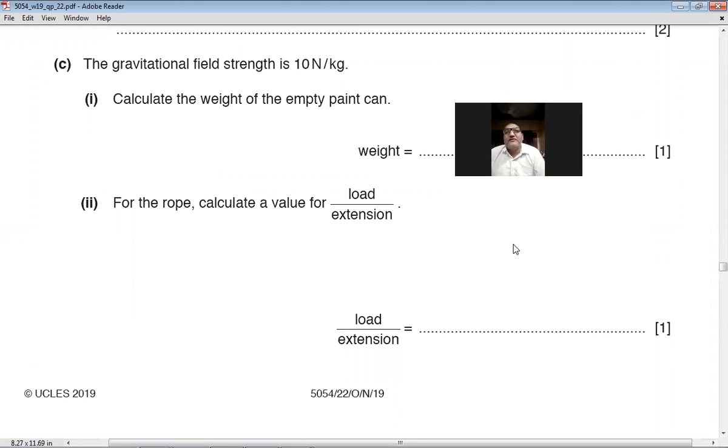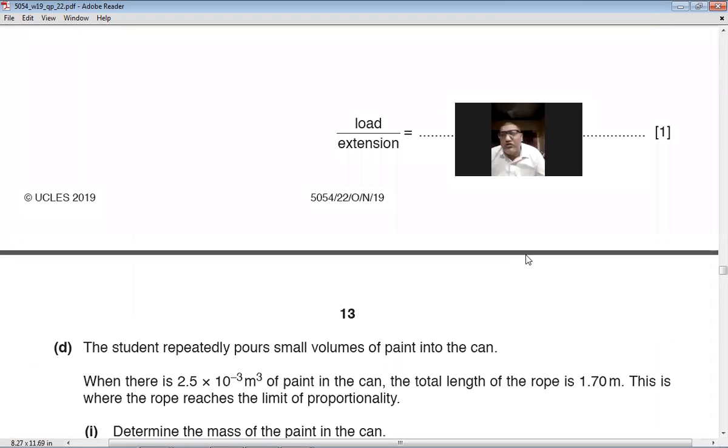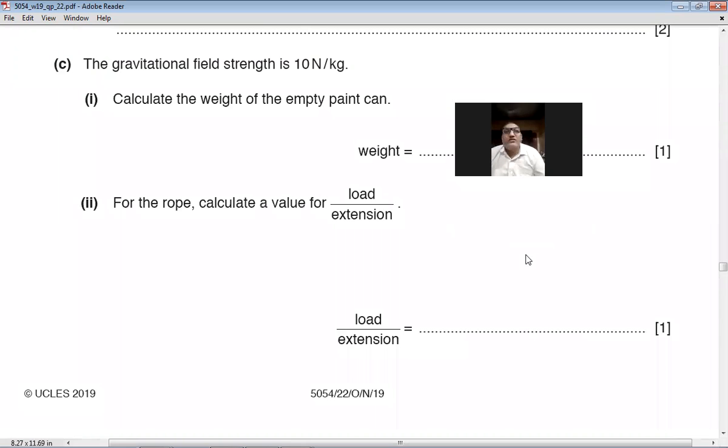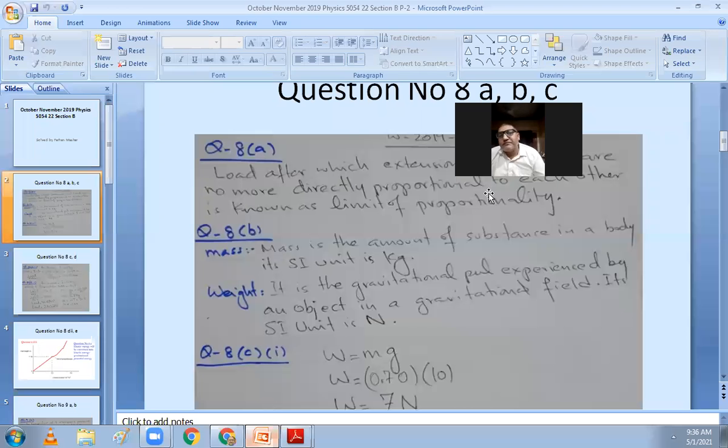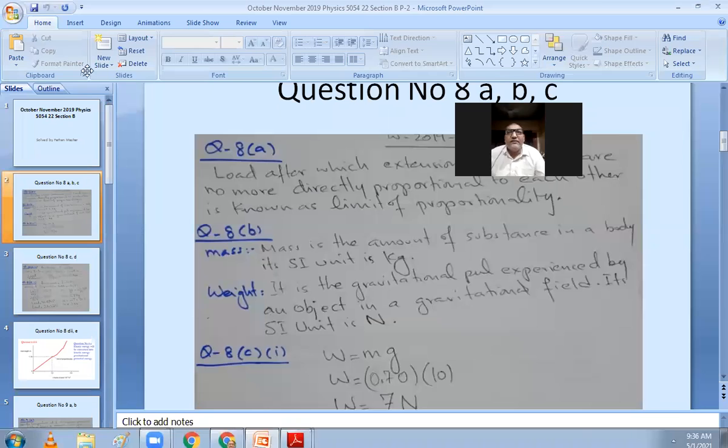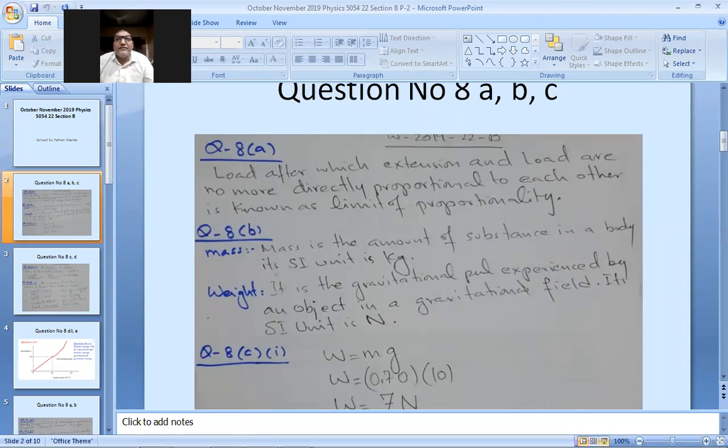And in the next part, he says for the rope, calculate the value of the load divided by extension. So we will do these both parts. Okay, so let's go to my work. I've done this. Let me show you.